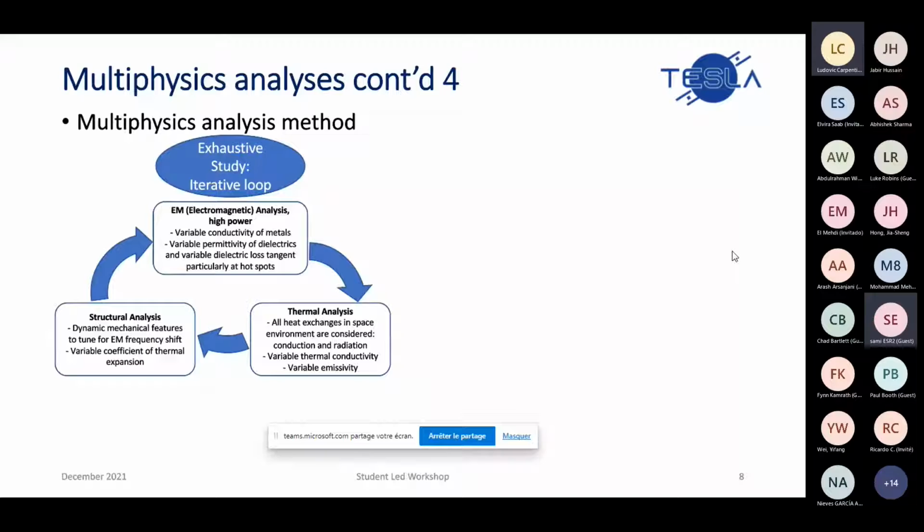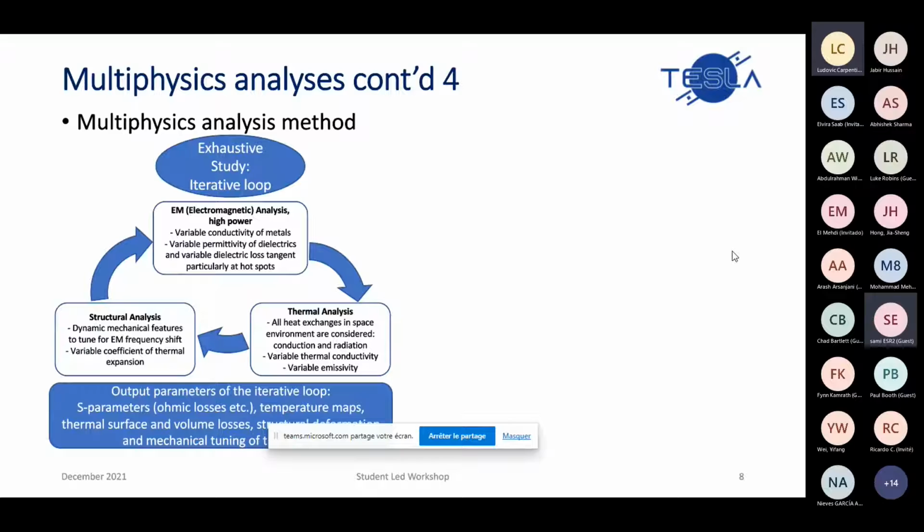And also, if we include some tuning features, those tuning features will be modified in this structure. And then at the end of this analysis, a new geometry will be generated and injected again into the electromagnetic model. And the analysis of the electromagnetic model will tell us if what we obtain as a result is enough, or if it does satisfy the requirement or not. Otherwise, we will continue the loop and optimize the structure. And basically, the output parameters we are looking for are the S parameters, the losses, the temperature maps, and also the mechanical deformation.